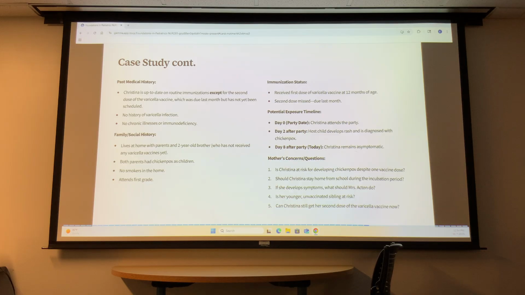If she develops symptoms, what does Mrs. Acton need to do? She needs to do something with the other baby. Isolation. Because he doesn't have the vaccines, right? Get him out of the house. Because chickenpox is airborne, requiring airborne precautions, so him being in the house puts that child at risk, because he hasn't gotten his vaccine yet.